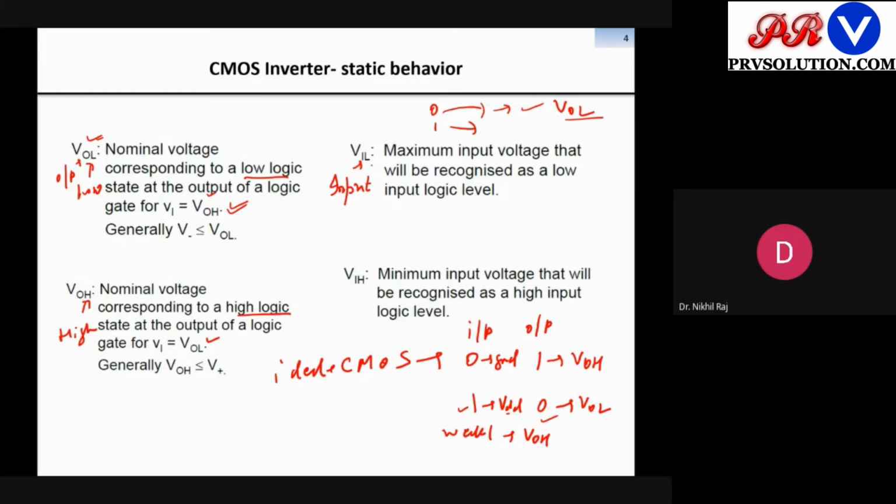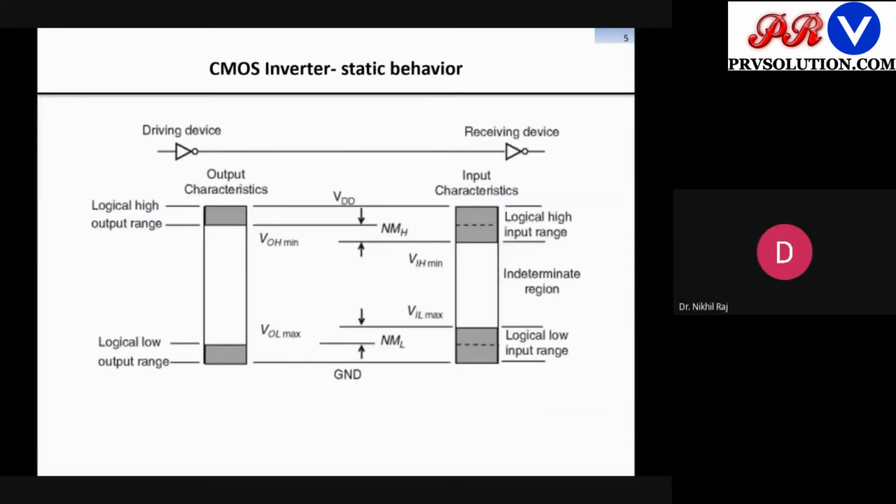Similarly, VIL is the maximum input voltage that can be recognized as input logic level. So VIL means the maximum input which can be said to be a logic 0, logic low. Similarly, VIH is the minimum input voltage which can be considered as logic high. That is VIH.